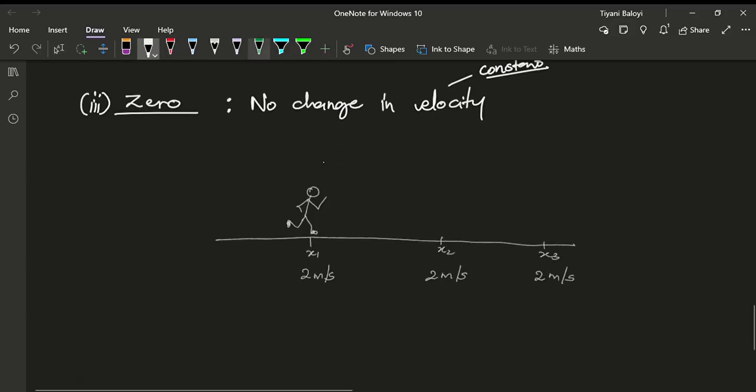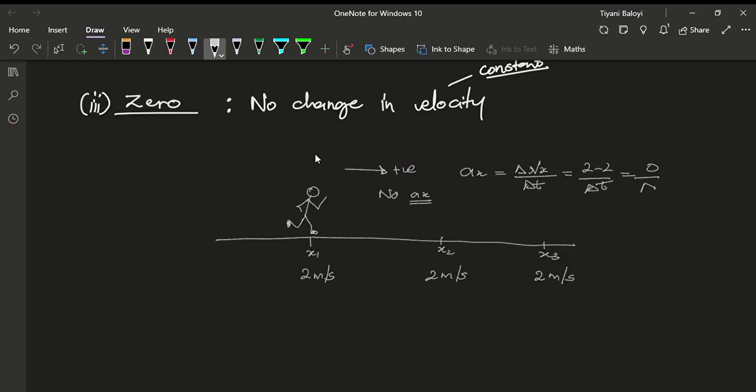And then let's just see how that looks. So you're moving to the right, right? You have no acceleration. Why? We have change in velocity over change in time. These are the same, 2 minus 2 over change in time, so just 0 over change in time. What is that? 0, right? So your acceleration is 0 if you have constant velocity. Every time you hear that there's constant velocity, you should know that there is 0 acceleration, right?